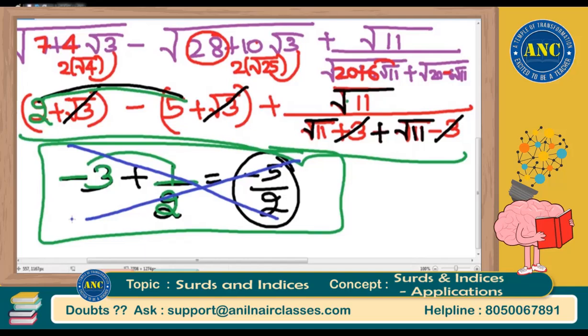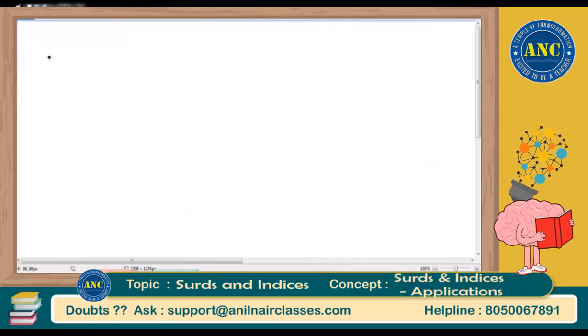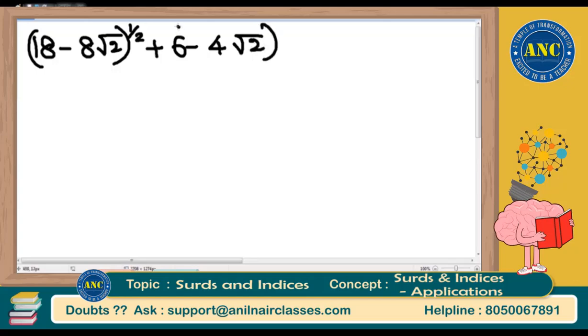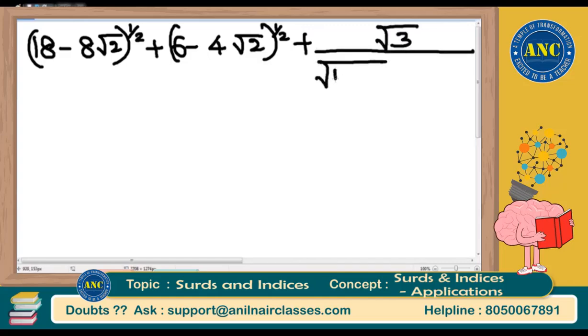Next question. Similar kind of question again we will solve, to make my students realize that yes sir, we are into this kind of methodology to solve problems. Suppose for example, (18 minus 8 root 2) whole power 1 by 2. This is nothing but square root. Don't get confused. Plus (6 minus 4 root 2) whole power 1 by 2, again a square root function, plus root 3 divided by square root of 19 plus 8 root 3 minus square root of 19 minus 8 root 3. This entire expression I need to simplify.